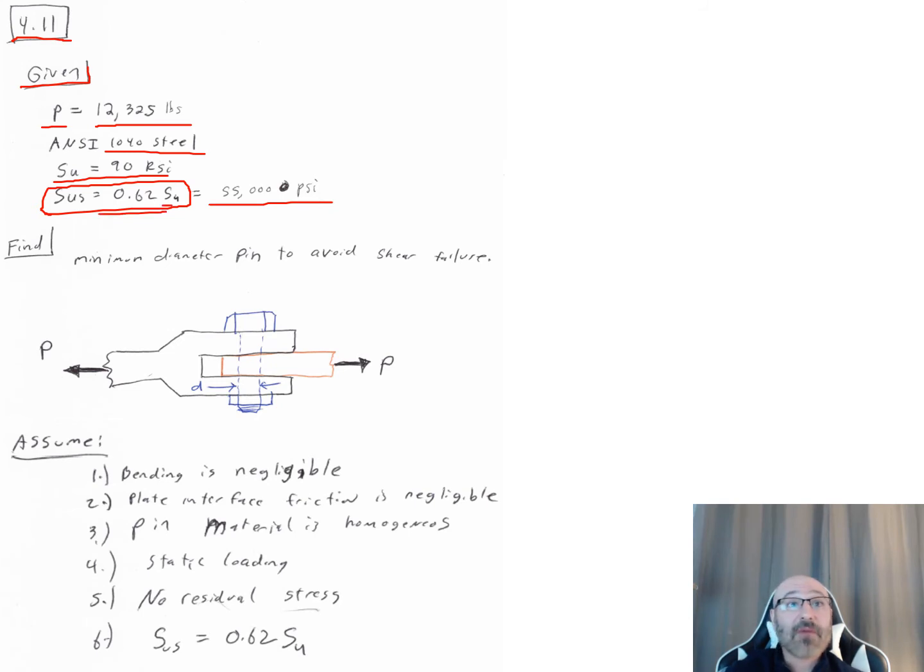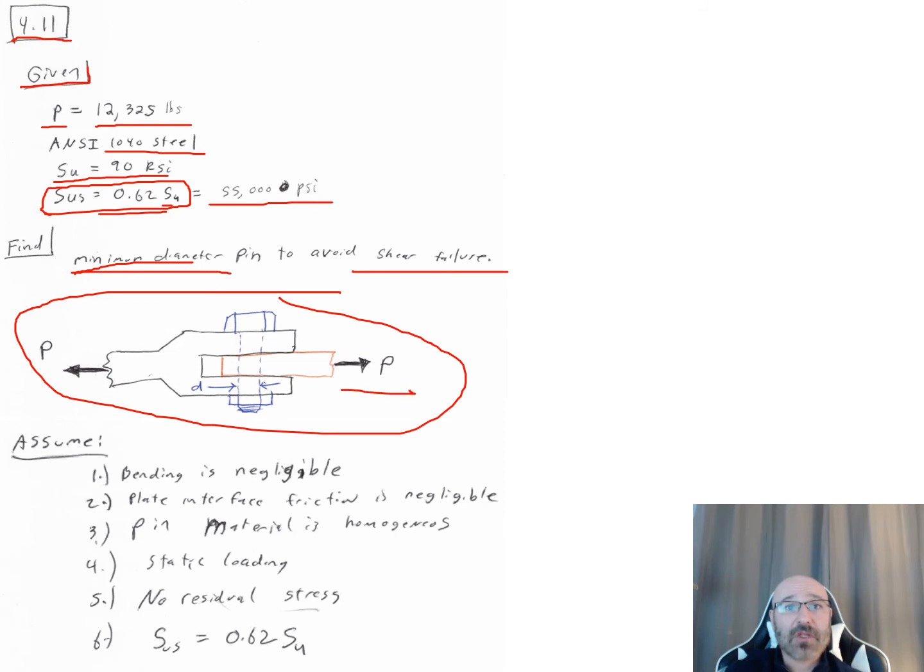So now we have a minimum diameter pin that we need to find. This is what we're looking for: the minimum diameter of our pin to avoid our shear failure. So I redraw my given diagram. I have my load going off in this direction and a load going off in this direction, equal and opposite, which I can correspond up here. I don't write my numeric values, but I can look back up to my givens. That's 12,325 pounds, and this is the diameter that I'm looking for, of the bolt. Then I write out all my assumptions again. Bending is negligible, no friction, homogeneous, static loading, no residual stresses, and we're using this relationship right here.